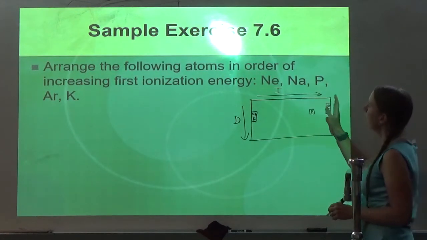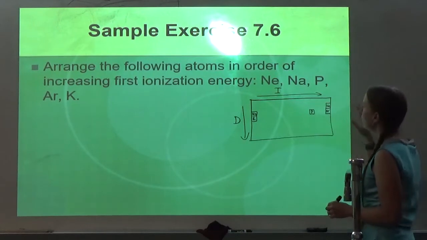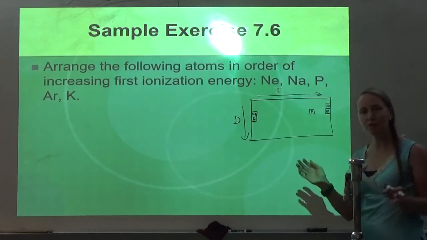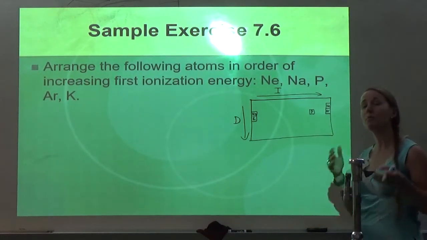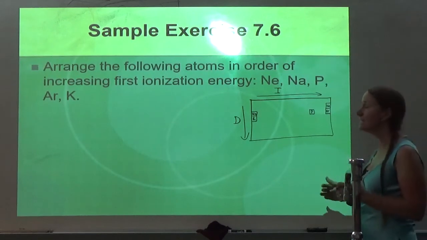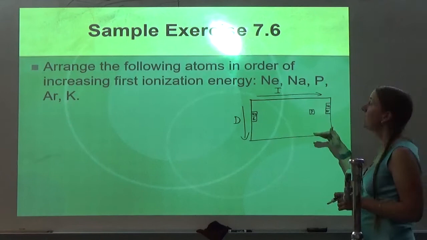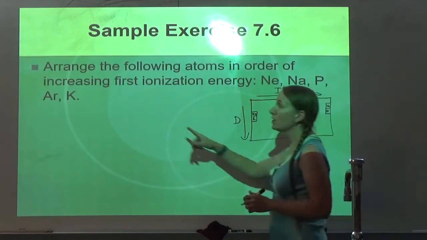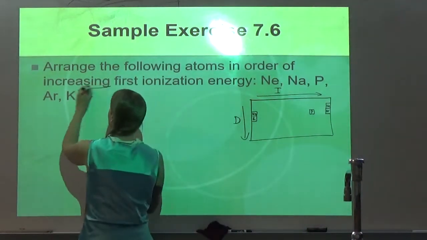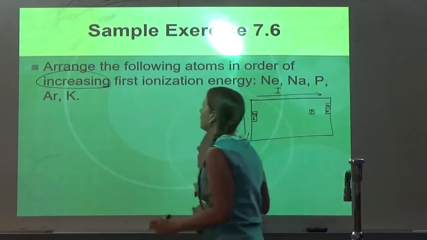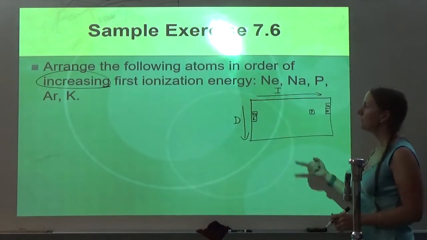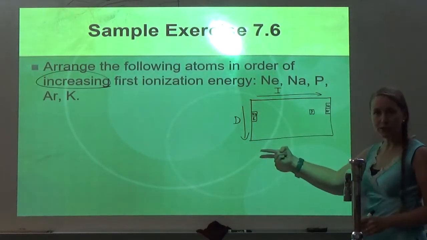Alright, so whenever you have multiple elements in different periods and groups, I like to focus on one period at a time. It's easiest to focus on the up and down first and then worry about the cross. So we're putting them in order of increasing. Remember, you always have to check what they're asking. Increasing, so we want lowest ionization energy first. If you look, what happens as we go down, it decreases.